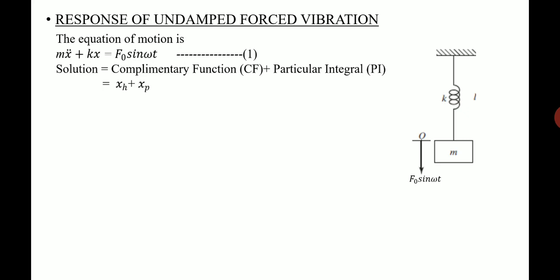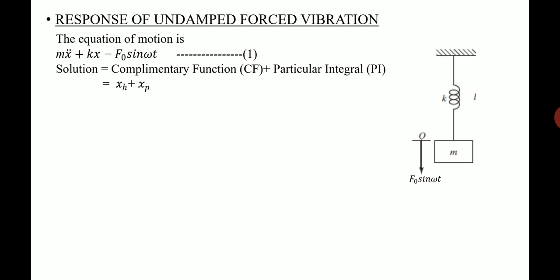Okay, that is a solution of the homogeneous equation, xh, plus xp. xp is a particular integral. As you can see, the first part, mx double dot plus kx is equal to 0. The solution of that equation will be given by the complementary function. And that of the second part, contributed by f0 sin omega t, will be given by the particular integral. So this non-homogeneous differential equation itself will be divided into two parts, which gives the solution as complementary function and particular integral.